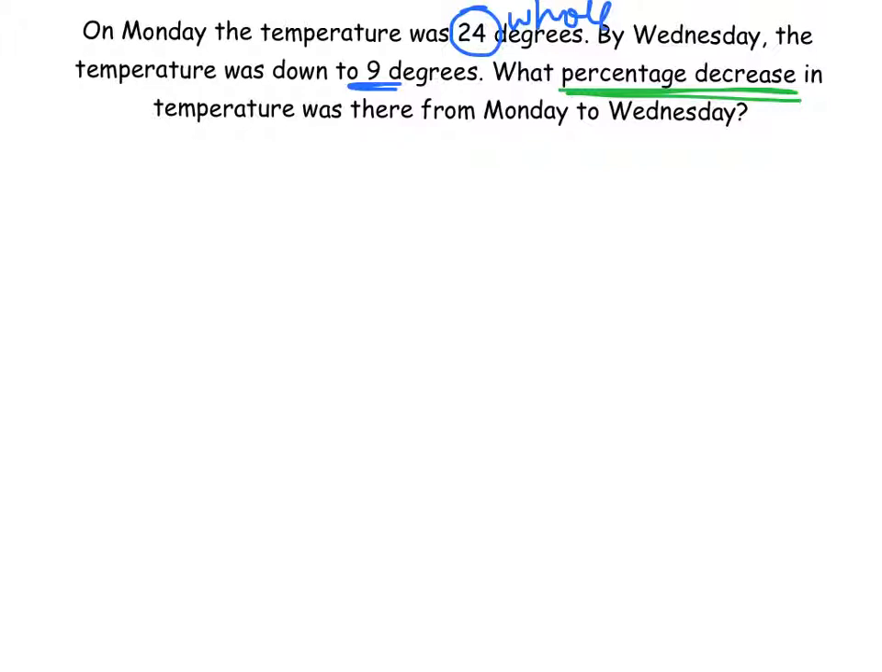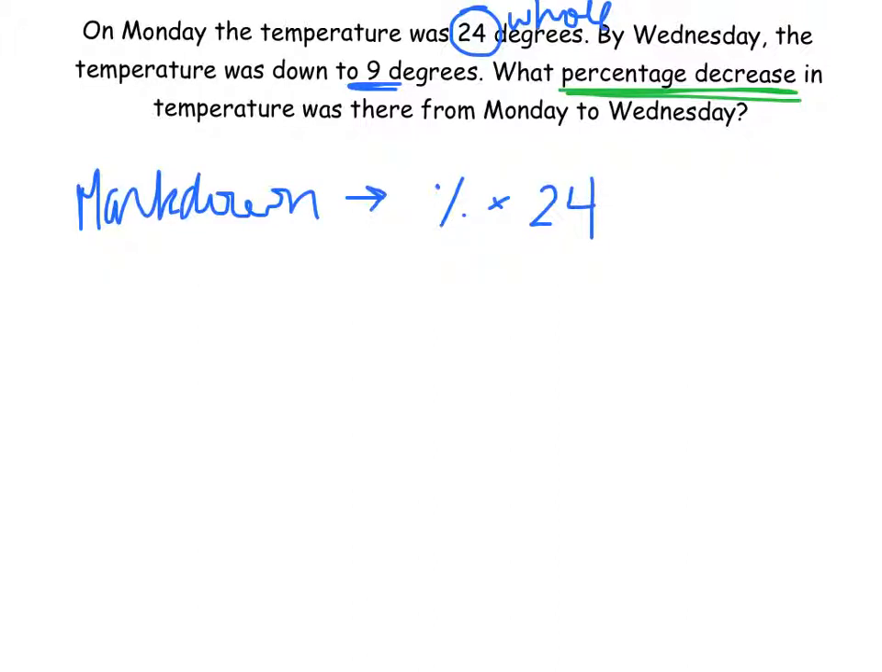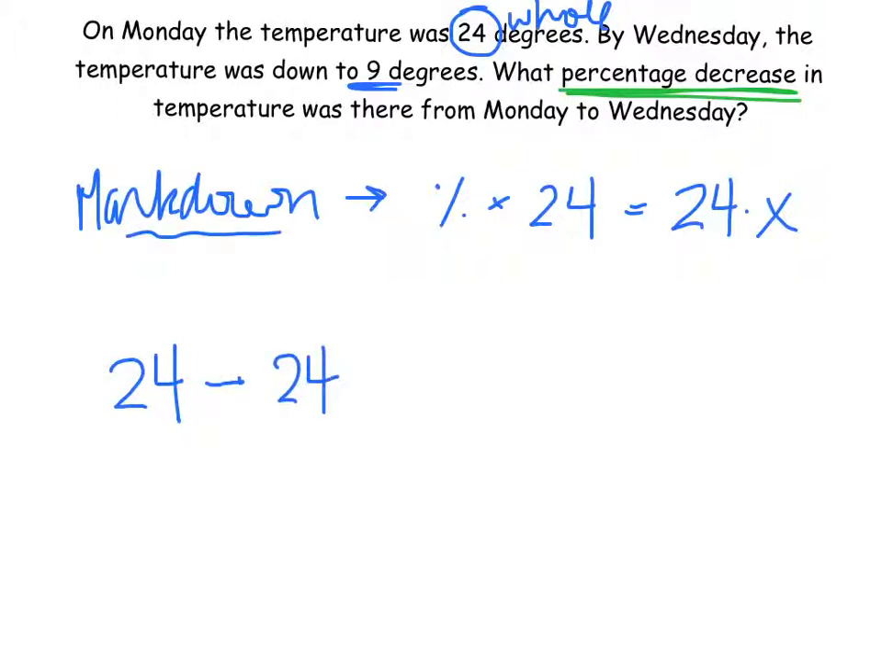So typically I would start with my markdown. And I know my markdown is the percentage times the whole of 24. However, percentage is unknown, so we can say 24 times the unknown x. And now we plug it into our equation. So it was 24 is the start, minus the markdown of 24x, and that equals our sale, or the new temperature, of 9.